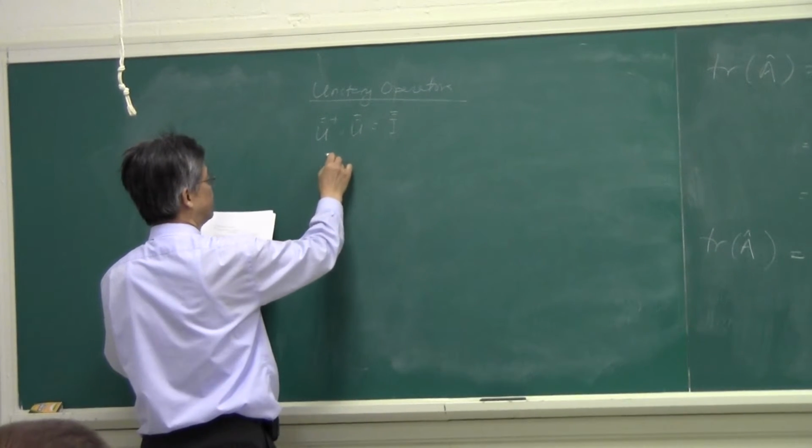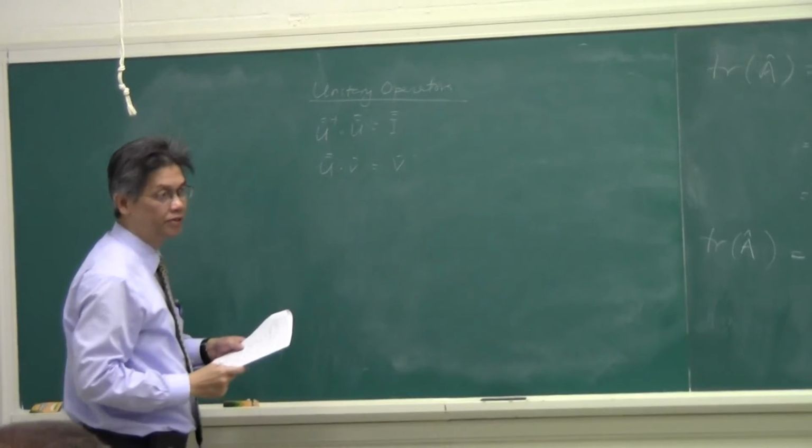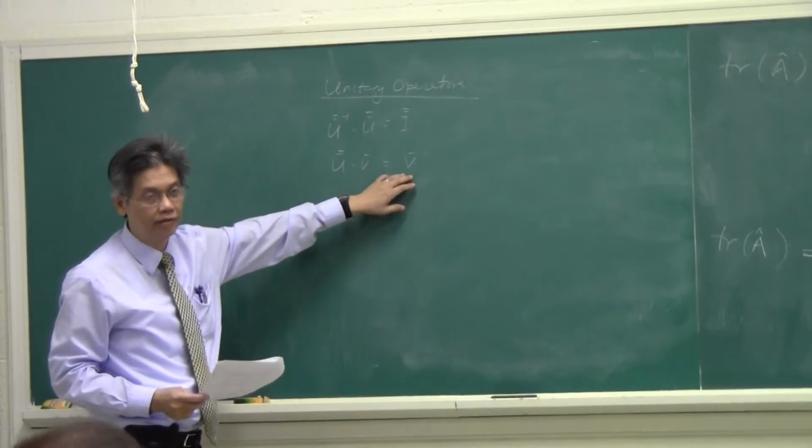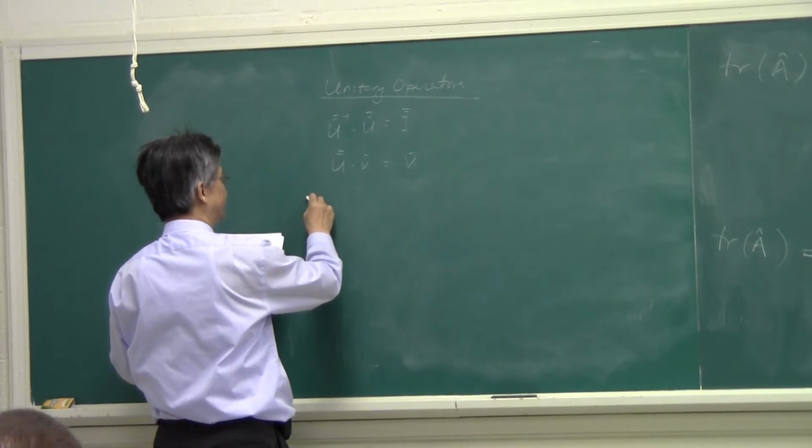Do a unitary transform on the vector. This is called a unitary transform. You change the vector into a new direction. Then what it says is that the inner product, the length of the vector, doesn't change.